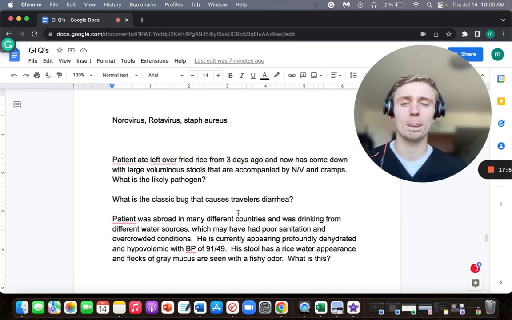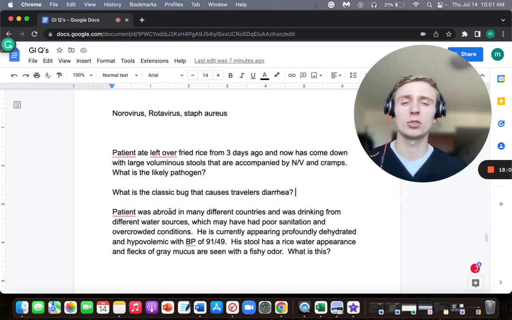What is the classic bug that causes traveler's diarrhea? So which one actually causes traveler's diarrhea? Patient was abroad in many different countries and was drinking from different water sources, which may have had poor sanitation in overcrowded conditions. He is currently appearing profoundly dehydrated and hypovolemic with a blood pressure of 91/49. His stool has rice water appearance, classically, and flecks of gray mucus with a fishy odor.